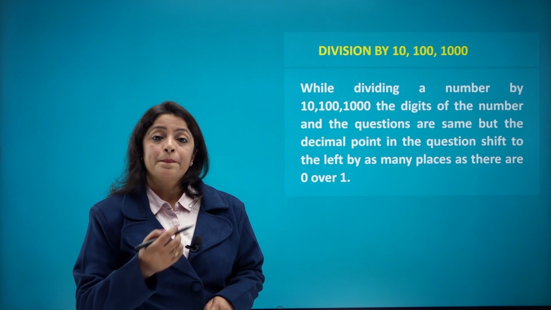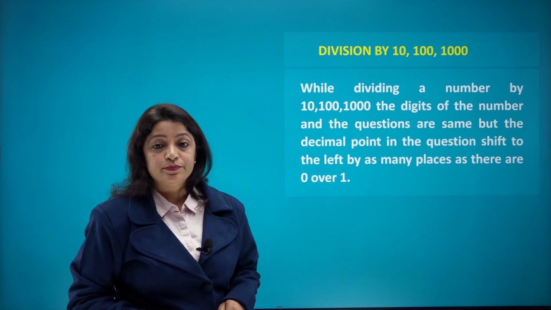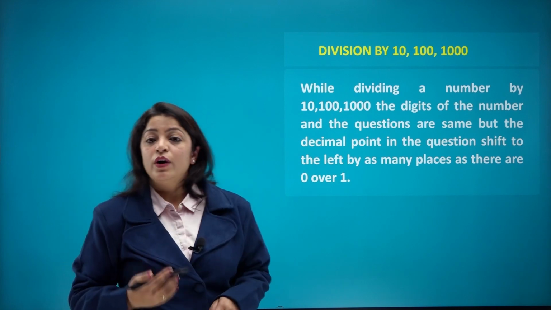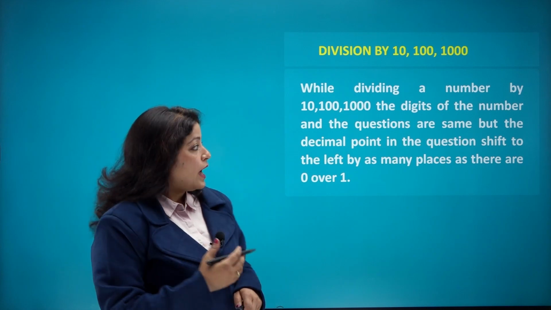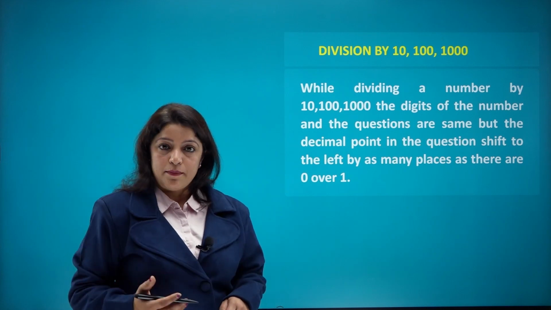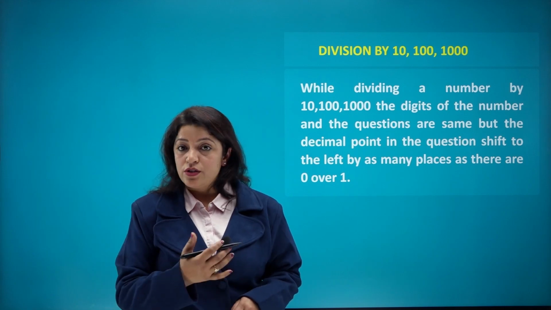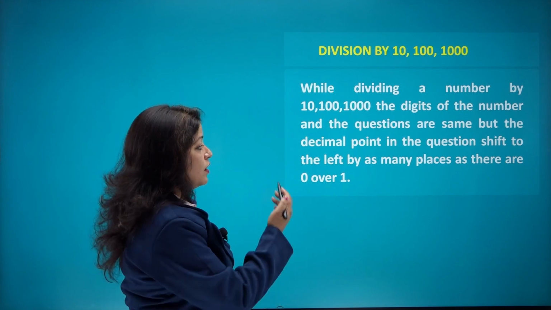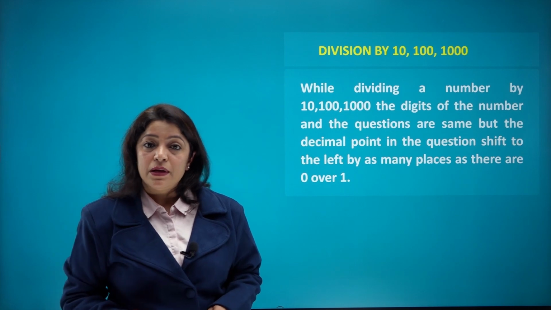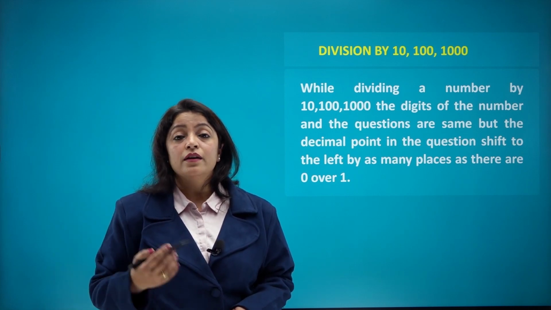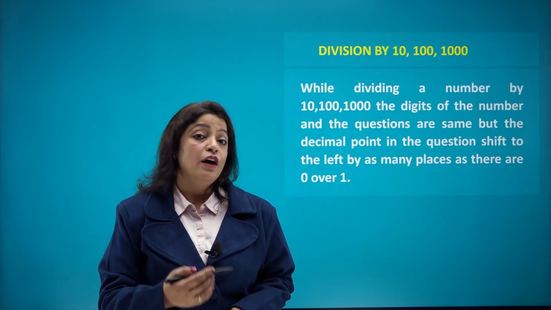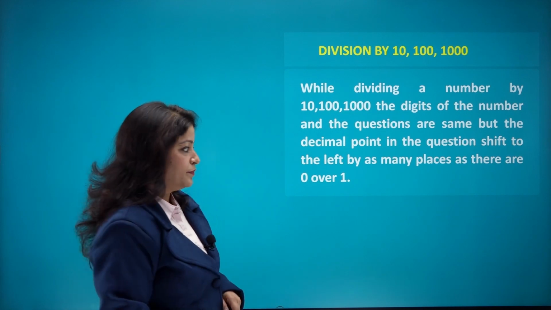Now what happens when a number is divided by 10 or 100 or 1000? While dividing a number, the digits of the number are the same, right? Only the position of the decimal changes, and it shifts to the left by as many places as there are zeros after 1 in the denominator, right?